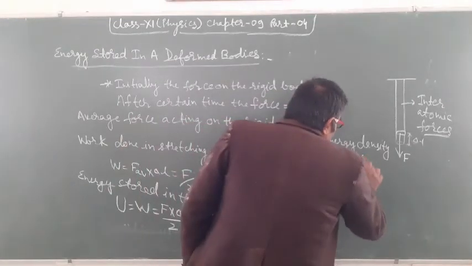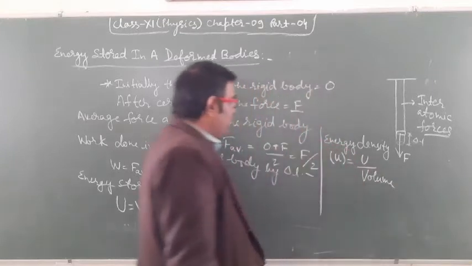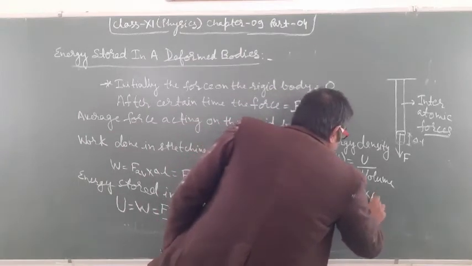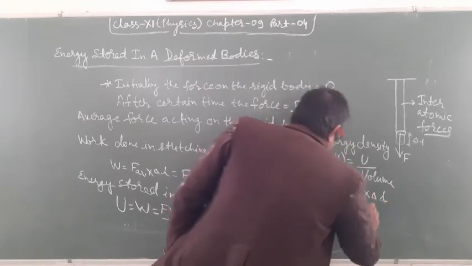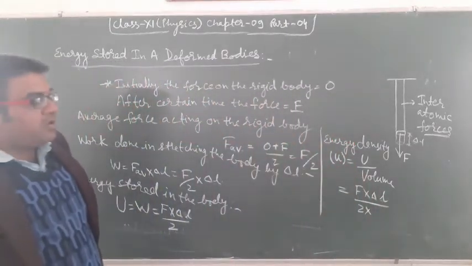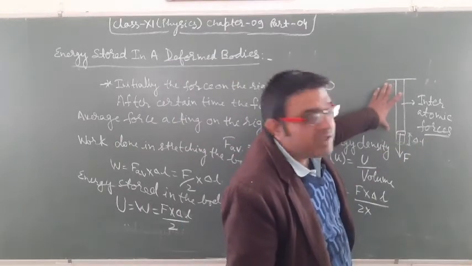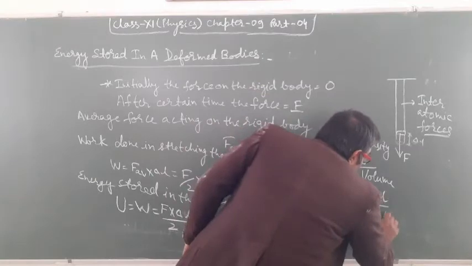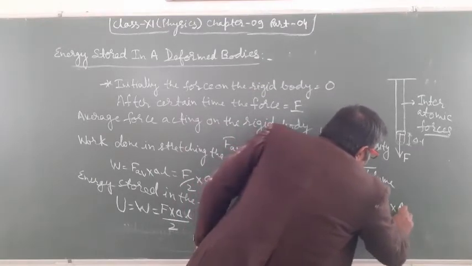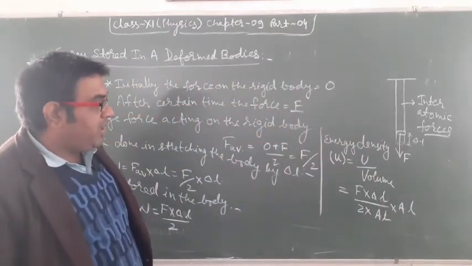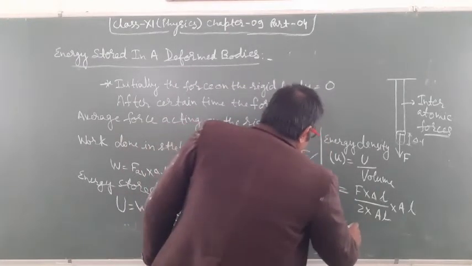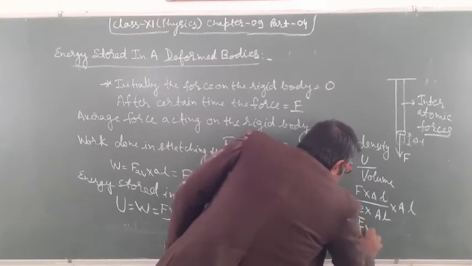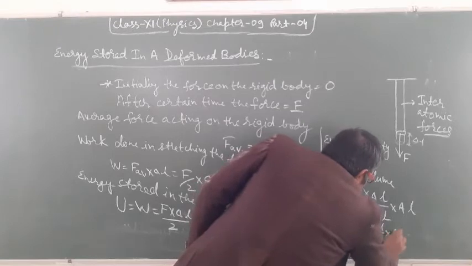And energy density is what? U upon volume. And you have to calculate U, which you had calculated, that is F into delta L upon 2. And if I am talking about volume, it means length L and area of cross section A. So A into L is the volume. So it is F delta L upon 2AL, and you can write it as 1 by 2 into F upon A into delta L upon L.